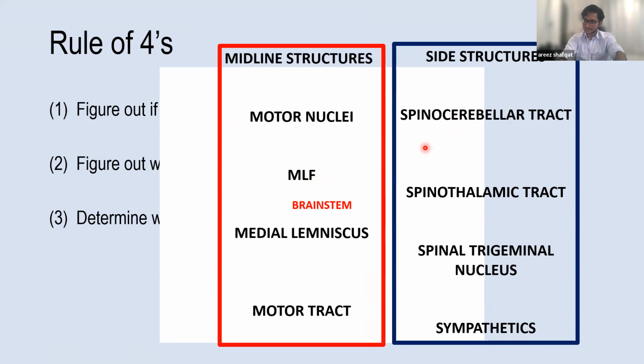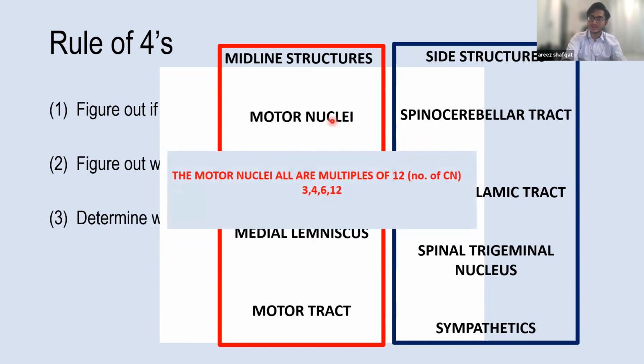The rule of four thing? Yep. Okay, so let's do some questions regarding that. And the easy way to remember the motor nuclei is that you have 12 cranial nerves, and all the motor nuclei are multiples of 12. So 3, 4, 6, and 12. That's how I usually keep them straight in my head.